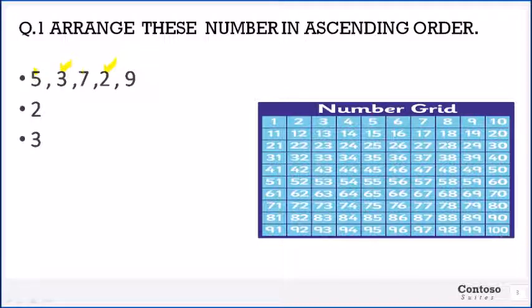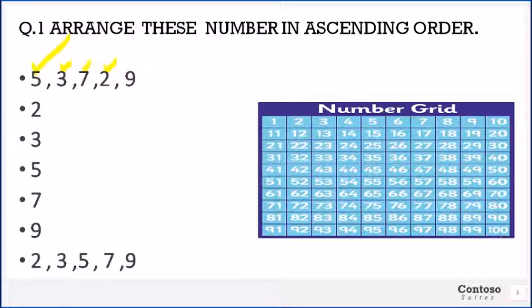Among 5, 7 and 9, 5 is the smallest one. So the next number will be 5. And after 5, among 7 and 9, 7 is the smaller one and 9 is the larger one. So after 5, 7 will come and at last 9 will come. So this is the ascending order of the given numbers: first 2, then 3, then 5, then 7, then 9.